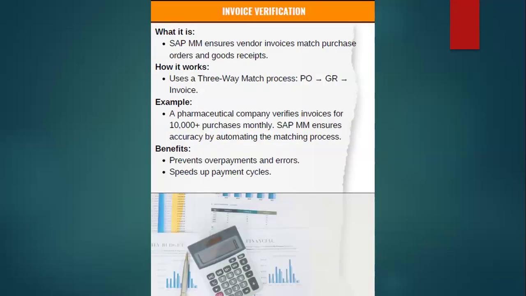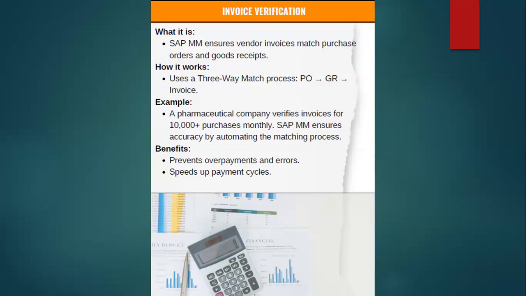Now coming to invoice verification. SAP MM ensures vendor invoices match purchase orders and goods receipts. Okay, I have created a purchase order of 1,000 rupees. So I should match what the vendor is asking for payment. If the vendor is asking for 1,100 rupees, is it good or not? If I don't check the purchase order and goods receipt, I wouldn't know whether the invoice I received is correct or not. So for this, I need to match the invoice with the goods receipt and purchase order also.